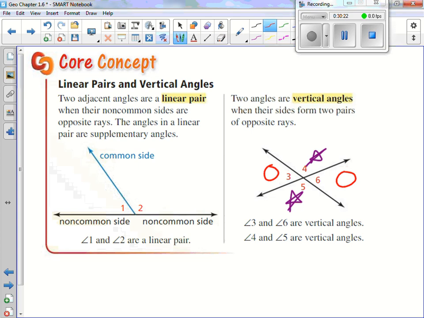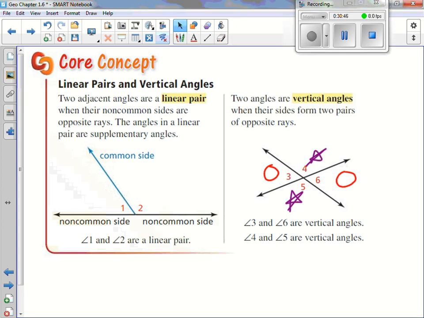Now, if it's more than two angles that make the straight line, they're not a linear pair. Pair has to be two. Yes? Pair is always two. We pair things together in sets of two. We don't have three socks in a pair, do you? That'd be a little weird. Only two. Two comes in pairs.